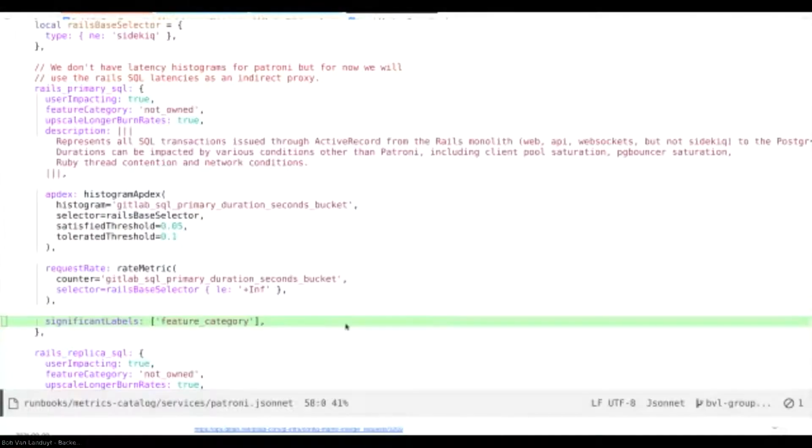Let me try and share my screen. That's not what I meant to show.